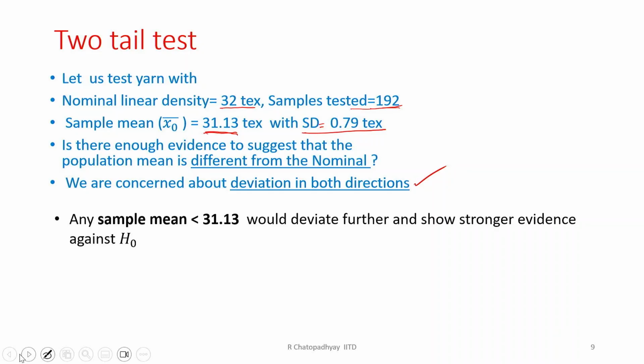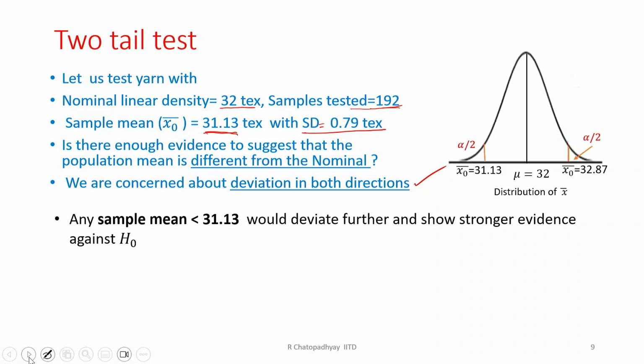So a sample mean less than 31.13 would deviate further and shows stronger evidence against H0. Now here, the distribution of sample means is shown. So the nominal mean is mu equal to 32. It is the nominal, and the sample means distribution is given here, and the x bar 0 is 31.13.